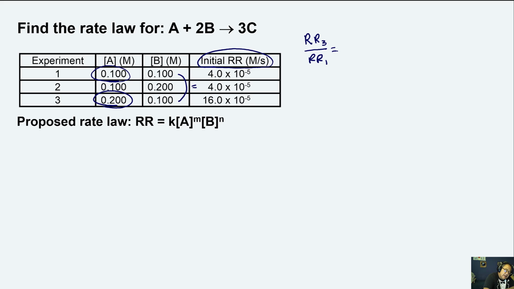Okay, so that's going to be 16.0 times 10 to the minus 5, and then 4.0 times 10 to the minus 5. And then this is what I'm going to do. I'm going to say it like this. This is equal to, I maybe should show you something else first, but I'll just show you what it's equal to. It's equal to this. And I'm cheating.